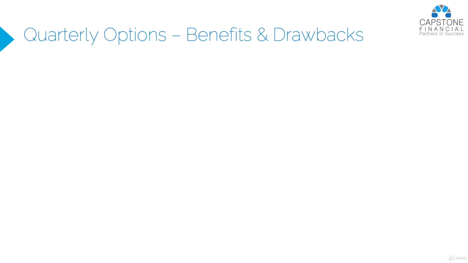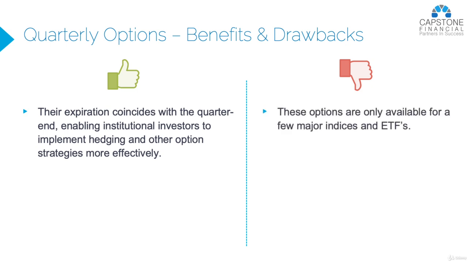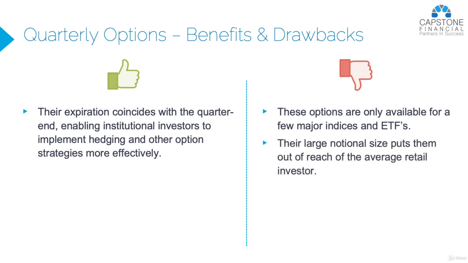Let's talk about the benefits of quarterly options and the drawbacks. The expiration coincides with quarter end. These options are only available for a few major indices and ETFs. Their large notional size puts them out of reach for the average retail investor. And they do have limited liquidity due to large notional value. Let's start with the benefits.